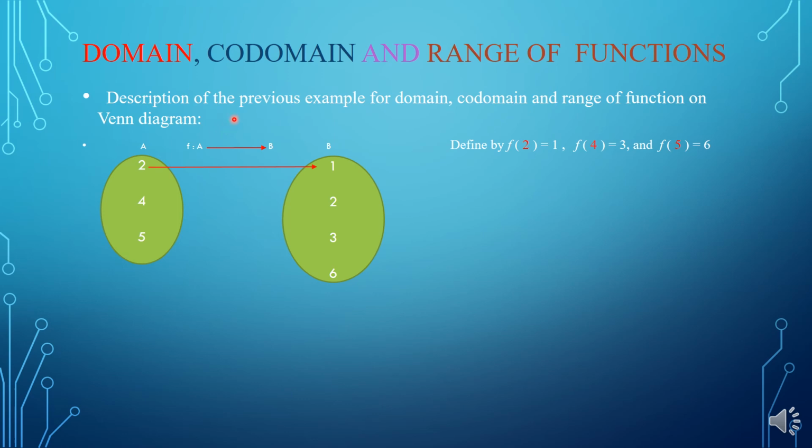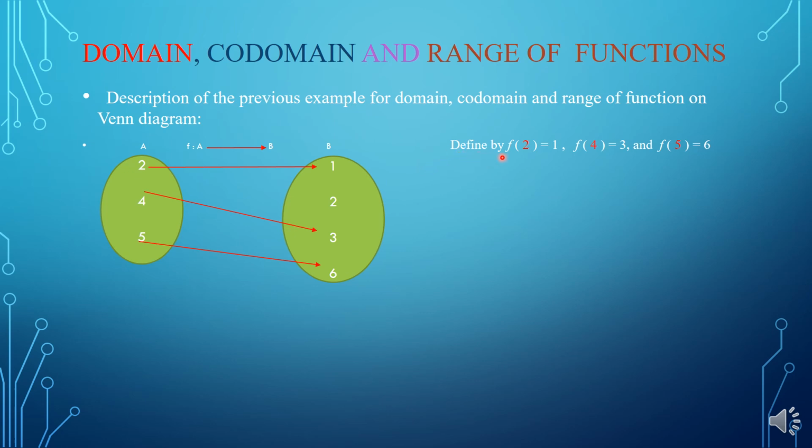Dear students, this is the last and final slide for understanding the domain, codomain and range of a function. This describes them on a Venn diagram. Set A and set B have been described here by the Venn diagram. Now what is the image of 2? The image of 2 is 1. The image of 4 is 3. The image of 5 is 6.